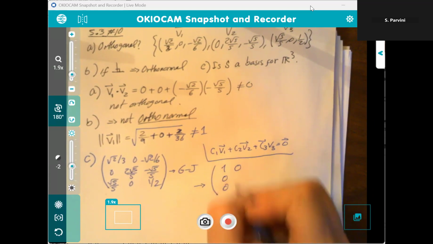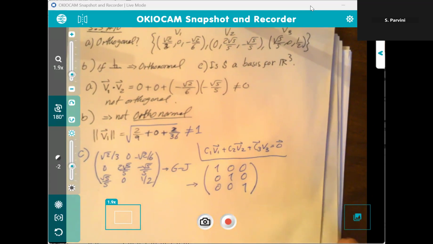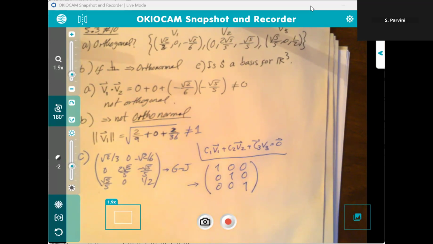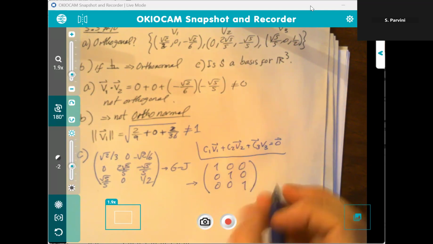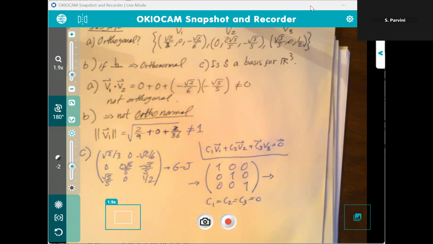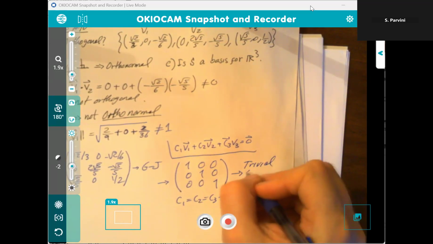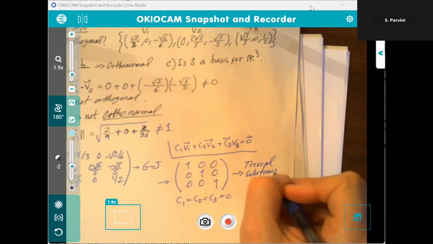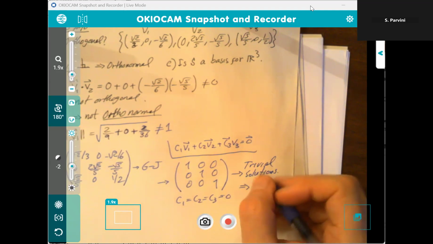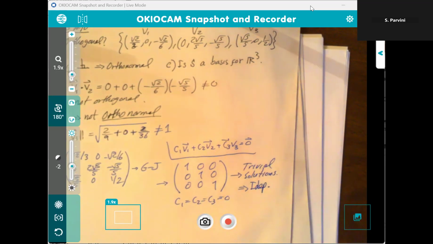So I got 1, 0, 0, the identity matrix, which indicates that the system has only the trivial solution. Remember, this means x1 is 0, x2 is 0, x3 is 0. There you go. And in this case, of course, it means all the c's are zeros. This implies c1 equals c2 equals c3 equals 0. That means there's only the trivial solution, right? The matrix has only trivial solutions, and therefore, by a theorem in chapter 4, the vectors are independent. So the set is an independent set.